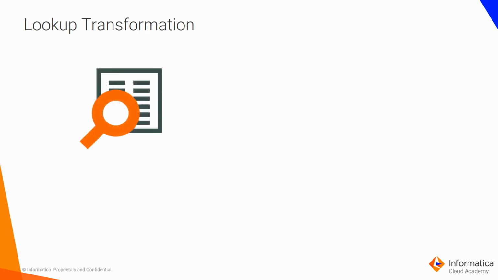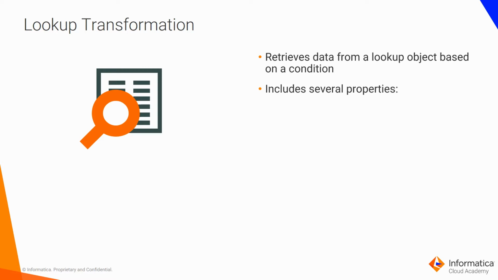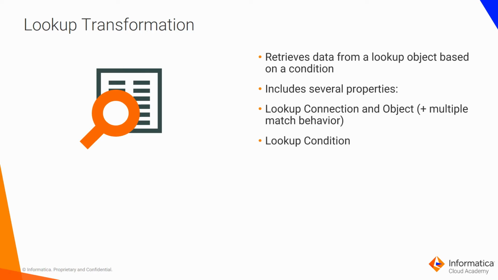The last transformation that I want to discuss in this module is the lookup transformation. The lookup transformation retrieves data from a lookup object based on a condition that you define. When you configure a lookup transformation, there are several options you must configure. First, you must select the lookup connection and object. In addition, you must specify how you want the lookup to behave if multiple matches are found. For example, you can choose to return any row that matches, or return the first row, or just the last row, or report an error, and so on. Next, you will configure the lookup condition, or how you wish to match incoming rows to rows in the lookup object. Finally, you will specify the field or fields you wish to return.